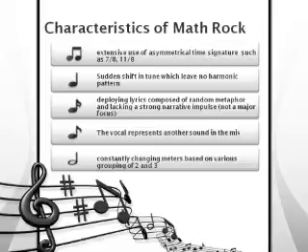Some characteristics of math rock are extensive use of asymmetrical time signatures, such as 7/8 or 11/8. Sudden shifts in tune which leave no harmonic pattern. Lyrics composed of random metaphor and lacking a strong narrative impulse, not a major focus. The vocal represents another sound in the mix, and constantly changing meters based on various groupings of 2 and 3.